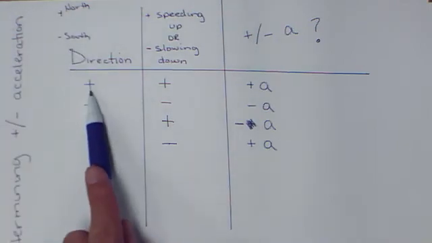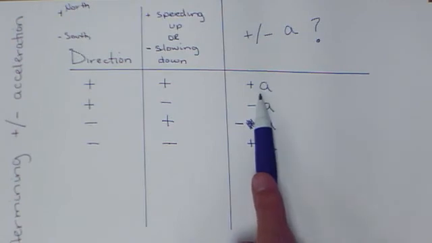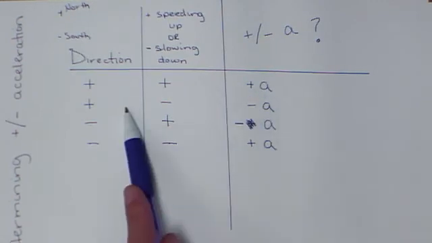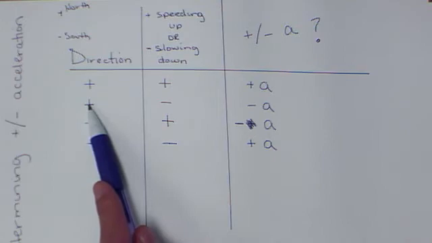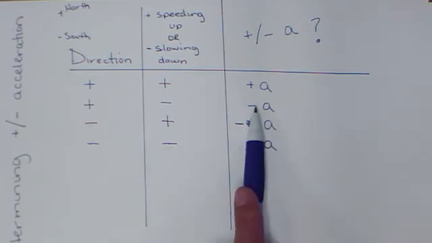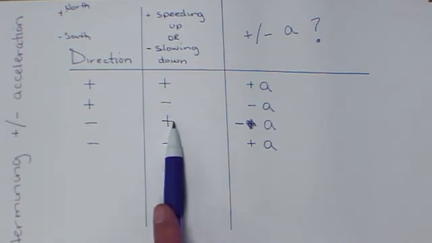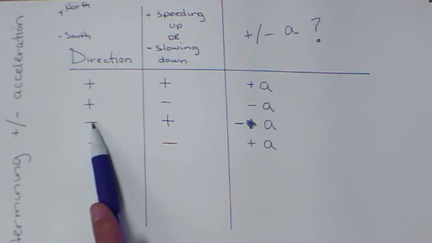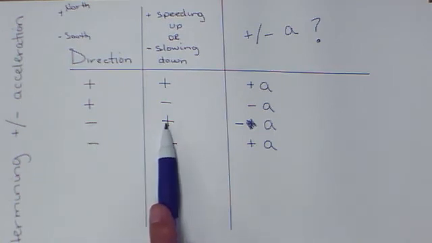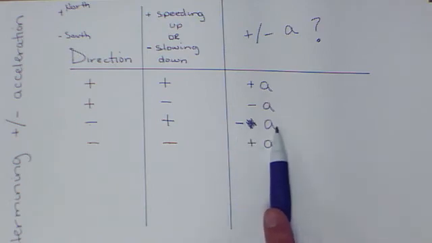So if you have an object traveling in a positive direction and speeding up, we call that a positive acceleration. If you have an object traveling in a positive direction but it's slowing down, perhaps it's traveling east and it slows down at a stoplight, we call that a negative acceleration. If you have an object traveling in a negative direction but it's speeding up, perhaps it's traveling west but it's taking off from a stoplight, we call that a negative acceleration.